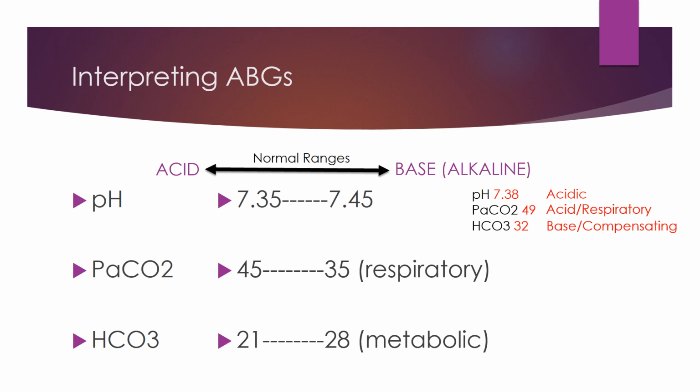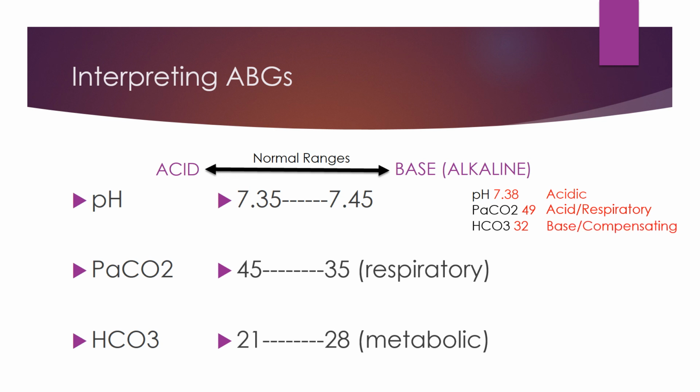Since I have an acidic situation, I must choose between the bicarbonate or the partial pressure carbon dioxide. Which one's closer to the acidic end of the line? Correct. The partial pressure carbon dioxide is at the acidic side of the line. Therefore, I have to go with the partial pressure carbon dioxide, which indicates this is not only an acidic or acidosis situation, but it is also a respiratory situation. So I have respiratory acidosis.